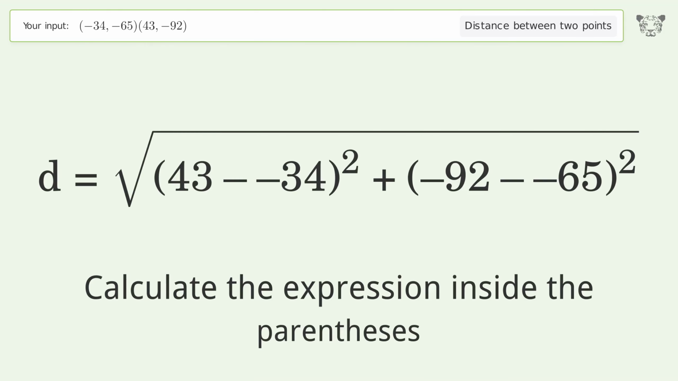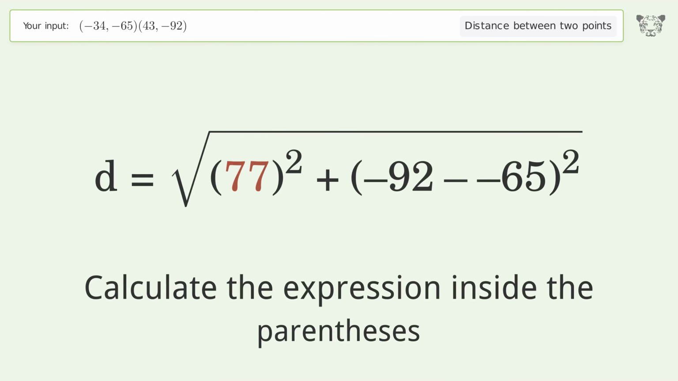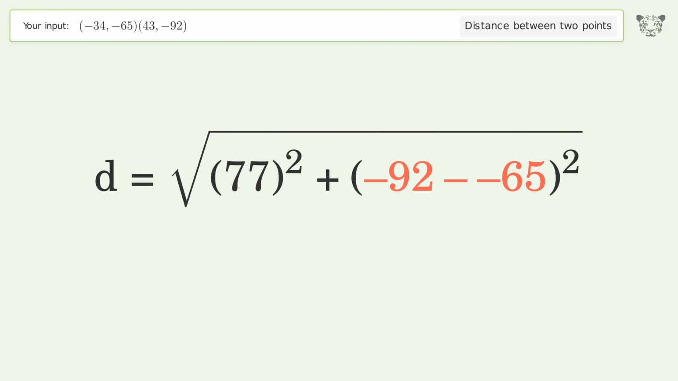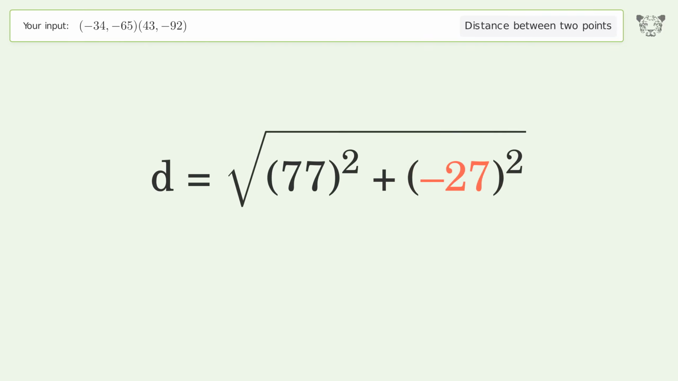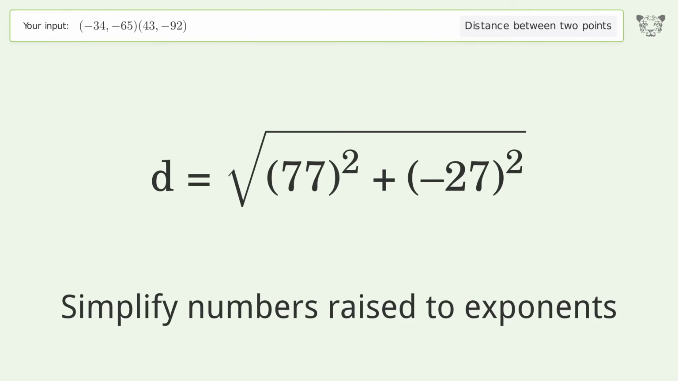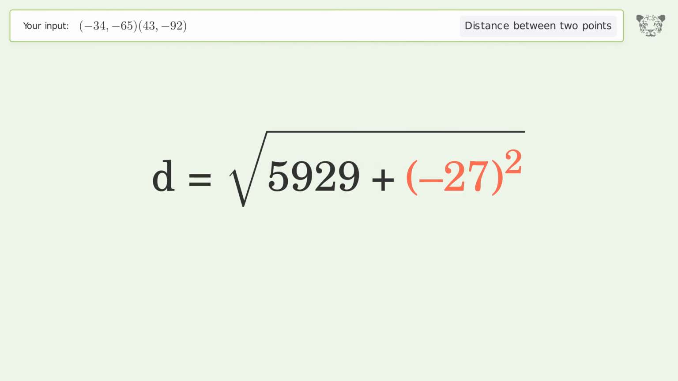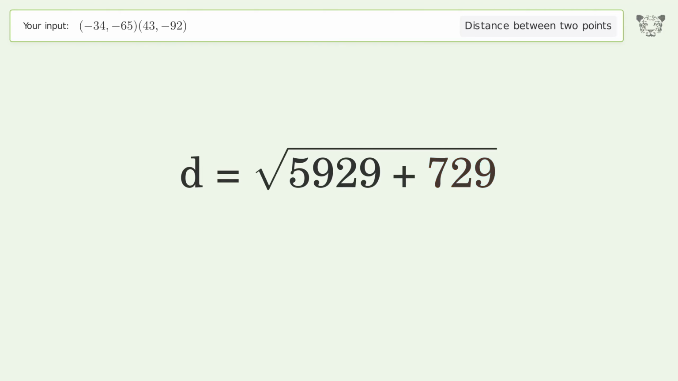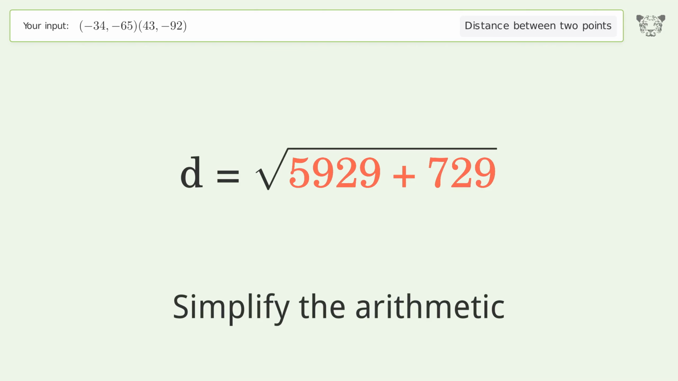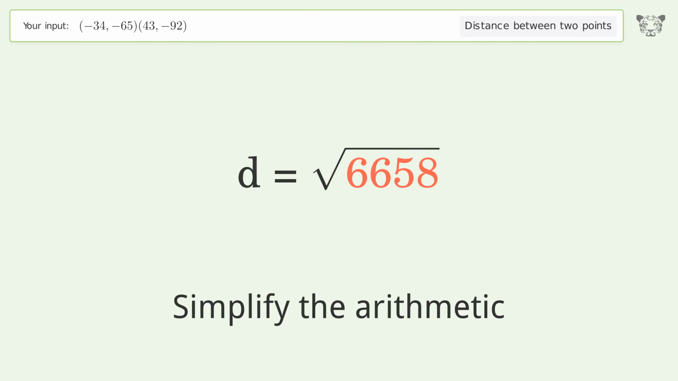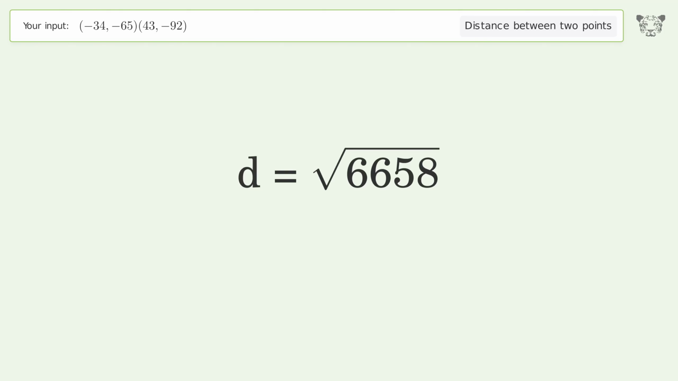Calculate the expression inside the parentheses. Simplify numbers raised to exponents. Simplify the arithmetic. And so the distance between the 2 points is the square root of 6,658, or 81.597.